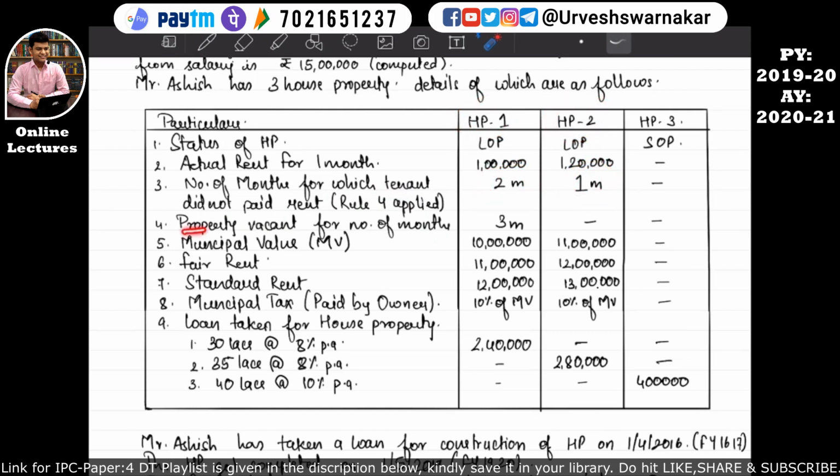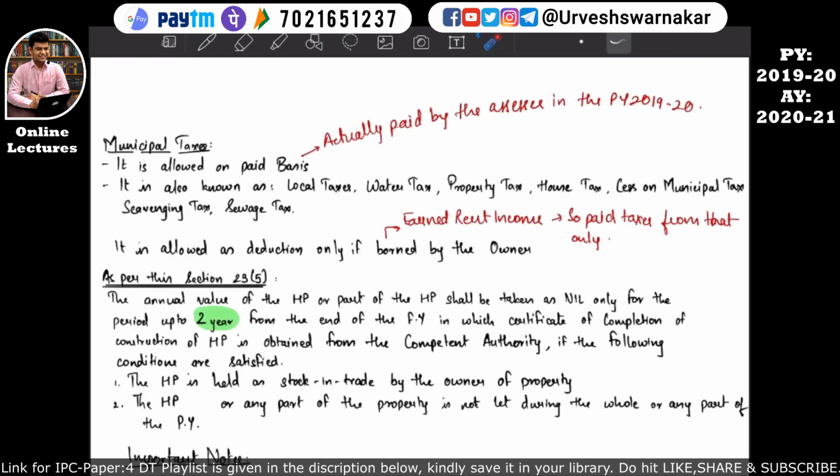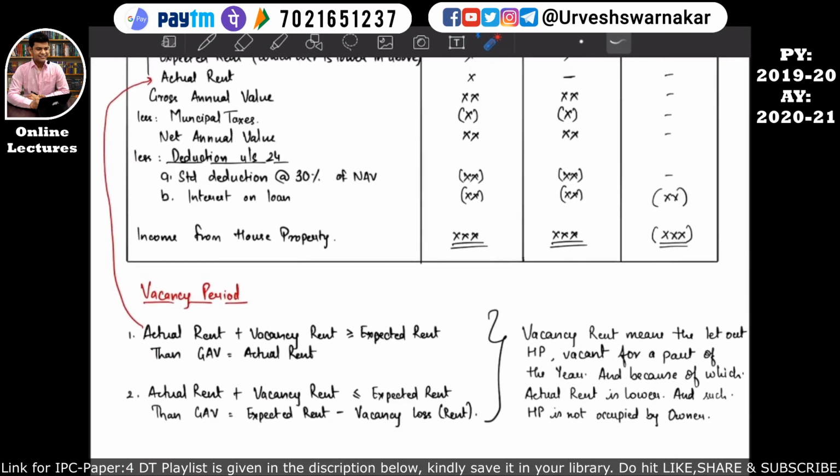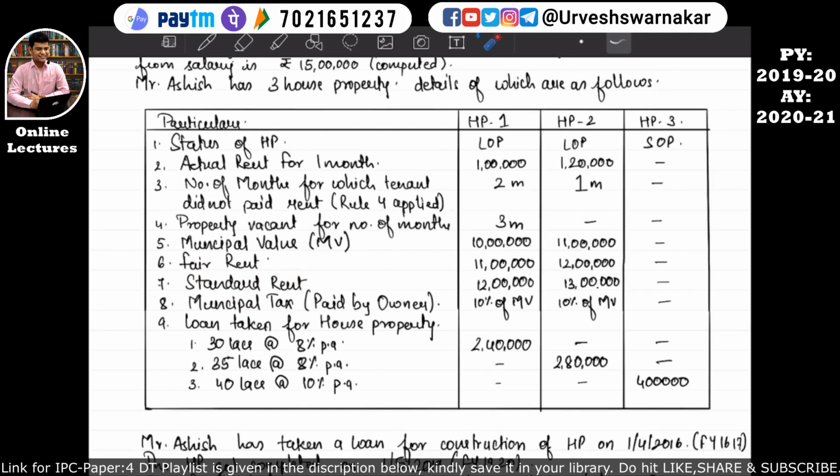Property vacant for the number of months. House property 1 was vacant for 3 months. That means the tenant left the house property. The assessee, Mr. Ashish, did not find any new tenant. So we will apply this formula that we have studied in our notes. I hope this is quite clear to you all.